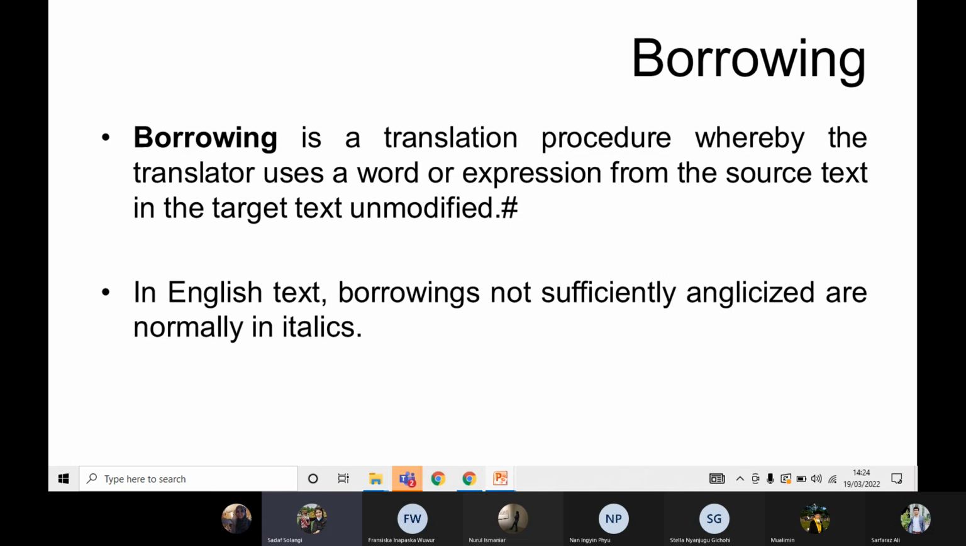And the other one is borrowing. Borrowing is a translation procedure whereby the translator uses a word or expression from the source text in the target text unmodified. In an English text, borrowings not sufficiently anglicized are normally in italics.